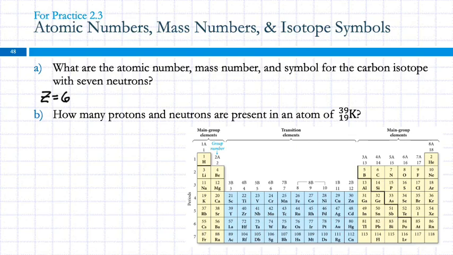What's the mass number for this isotope? The mass number is the number of protons plus neutrons, right?